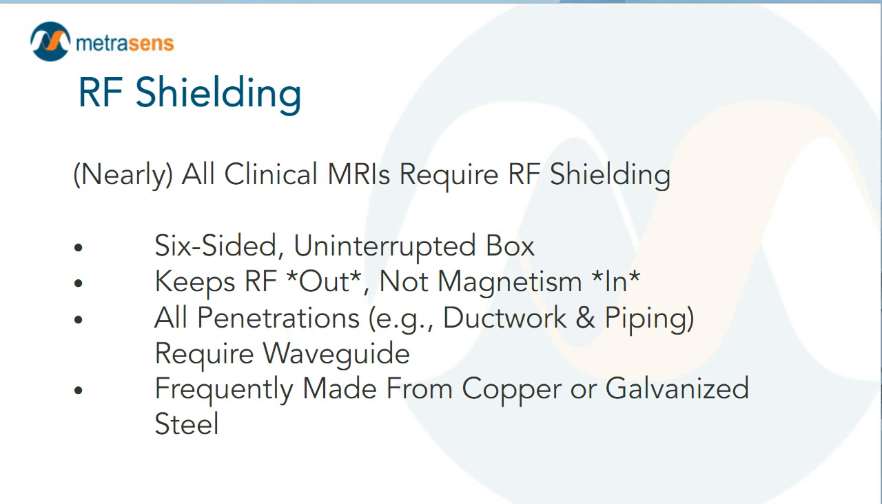All penetrations into the room, every pipe, every duct, everything that enters the room has to pass through a waveguide, which is a special shielded penetration into the MRI scanner room. Radio frequency shielding is frequently made from either copper or galvanized steel, but any electrically conductive material can potentially be a radio frequency shield for MRI.